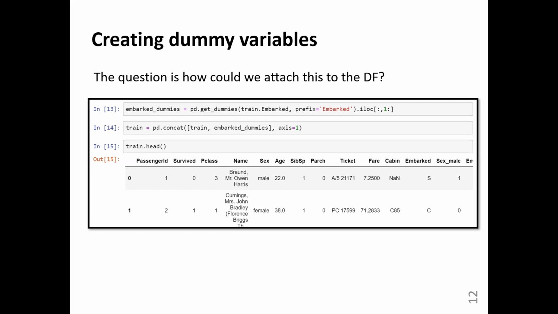Okay, now we want to concatenate the embarked dummies and the original data set. Now it's time to concatenate them because you want to glue them column to column, shoulder to shoulder. You say axis equal to 1, right? You don't want to stack them on top of each other. You want to put them side by side. So you say axis equal to 1, column to column.